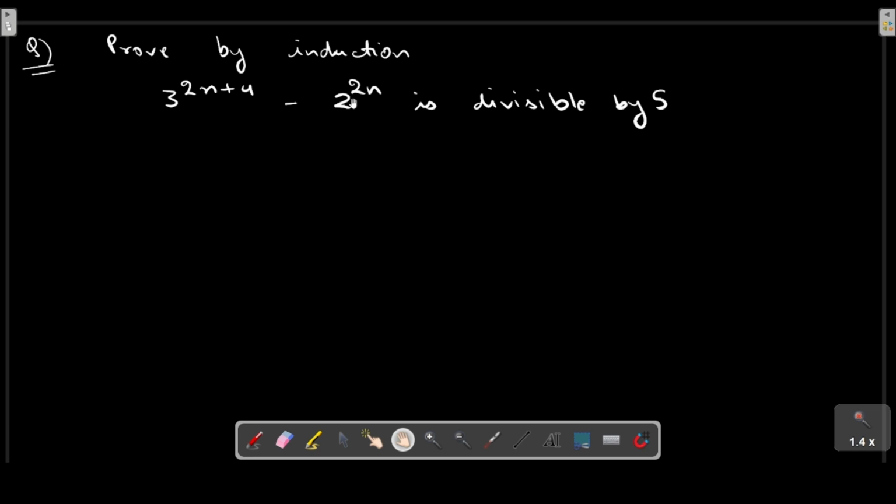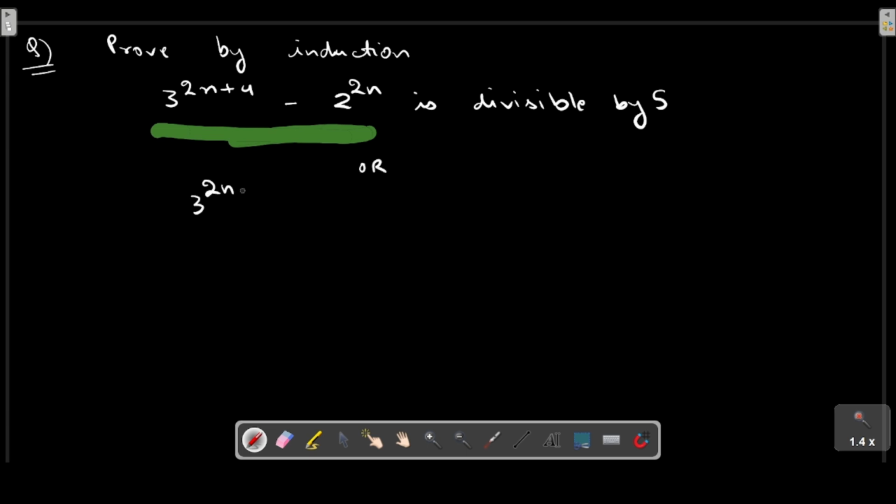So this question is proof by induction. We need to prove that this term is divisible by 5, right? And since it's proved by induction, we need to work on n. Or can I put this question in this way as well?